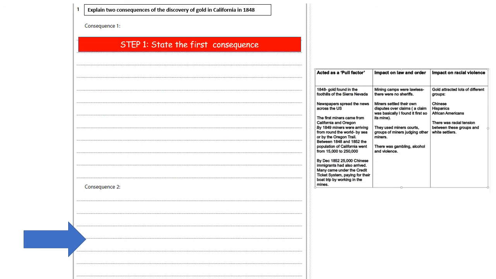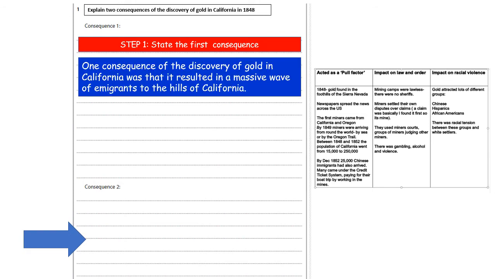Okay, so here we have a worked example. So if we look at step 1, we've got to state the first consequence, because that's the criteria of level 2 of the mark scheme. So we need a clear statement of consequence. So in this example, we've got: one consequence of the discovery of gold in California was that it resulted in a massive wave of emigrants to the hills of California. That means people migrating from one part of the United States or the country to California because of the gold rush. That's a consequence because of the discovery of gold.